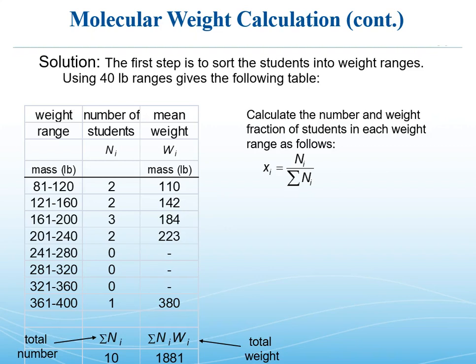So if you take the number of students in a given 40-pound range and divide it by the total number of students, which is the number in each range across all ranges, you get the number fraction x sub i.